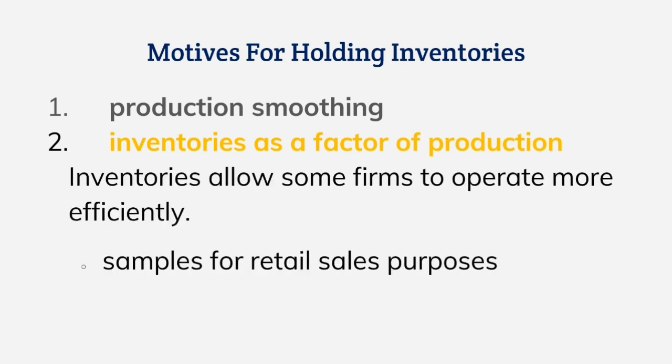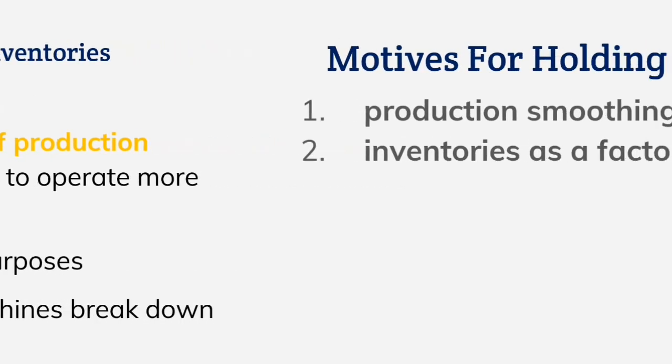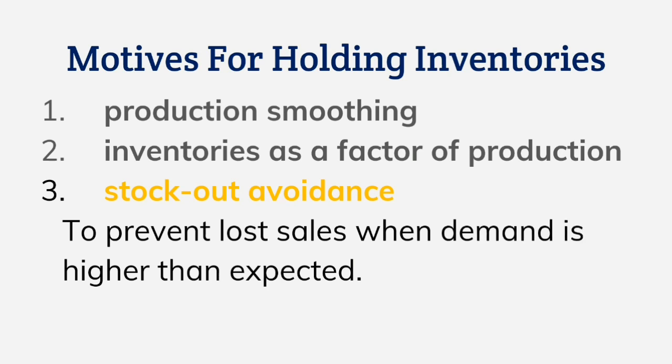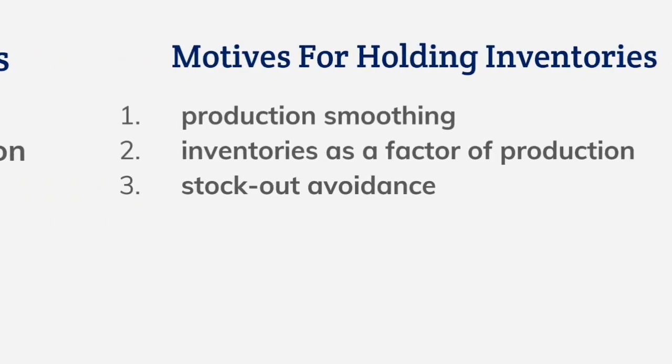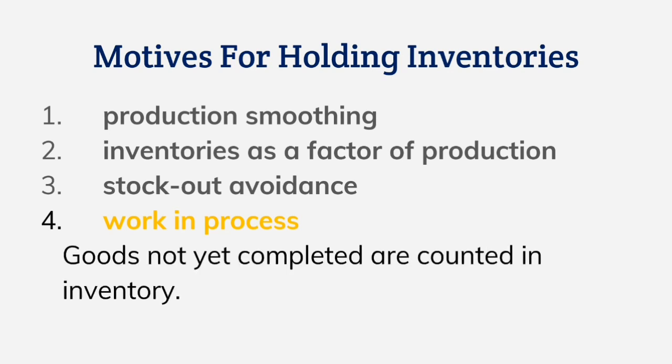Inventories allow some firms to operate more efficiently, for example, retail sales, or spare parts for when machines break down. The third is stock-out avoidance, to prevent lost sales when demand is higher than expected. And the fourth is work in process. Goods not yet completed are counted as inventory.